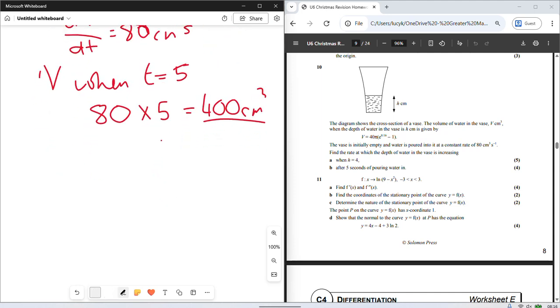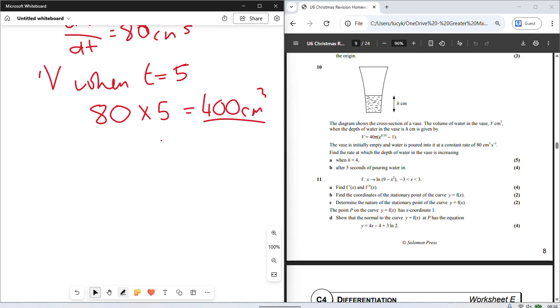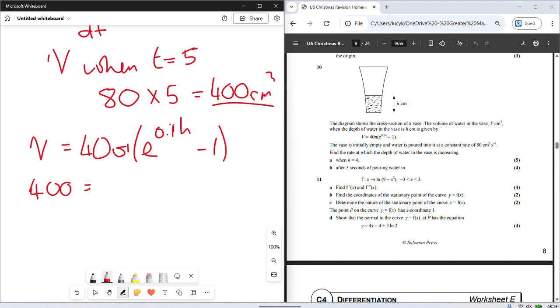So now I know what the volume is in 5 seconds. If I've got an equation relating volume and height, which I do, I can then find what the height is. The first initial equation we're given is that v is 40 pi e to the 0.1 h minus 1. So I'm going to set that v to 400, because that's what the volume would be at t is 5. If I divide through by the 40, that's just going to get 10, and I'll divide by the pi as well. So I get 10 over pi is equal to e to the 0.1 h minus 1.